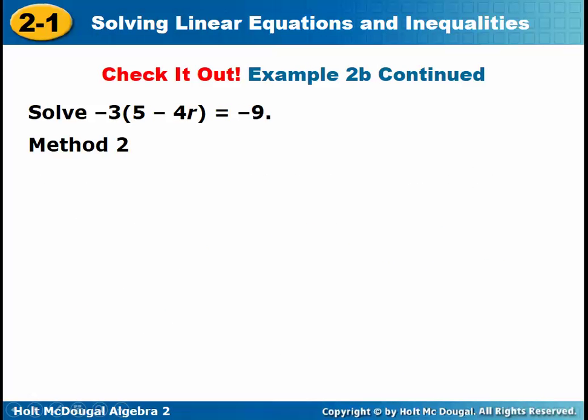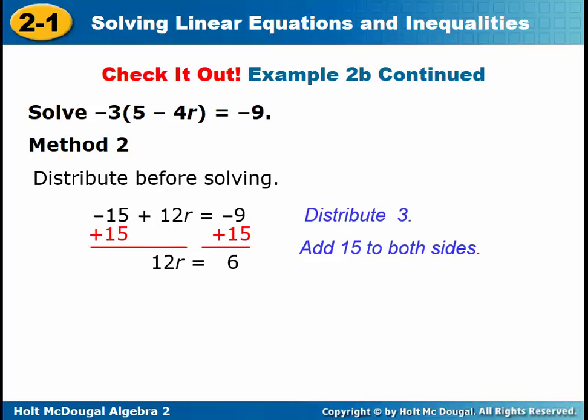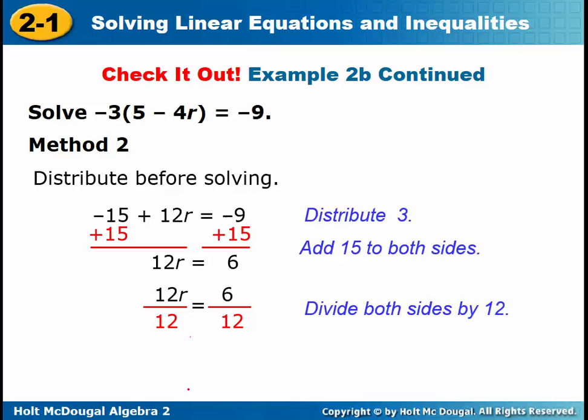Now, I would probably do the other method where you distribute first. So I would go ahead and simplify and get -15 plus 12r equals -9. And then I would add 15 to both sides to get rid of the -15 and get 12r equals 6, and then divide both sides by 12, which is 6/12, and I would have to simplify the 6/12. So in the other one, you got 1/2 as your answer without simplifying. In this one, I would have to recognize that 6/12 is the same as 1/2.